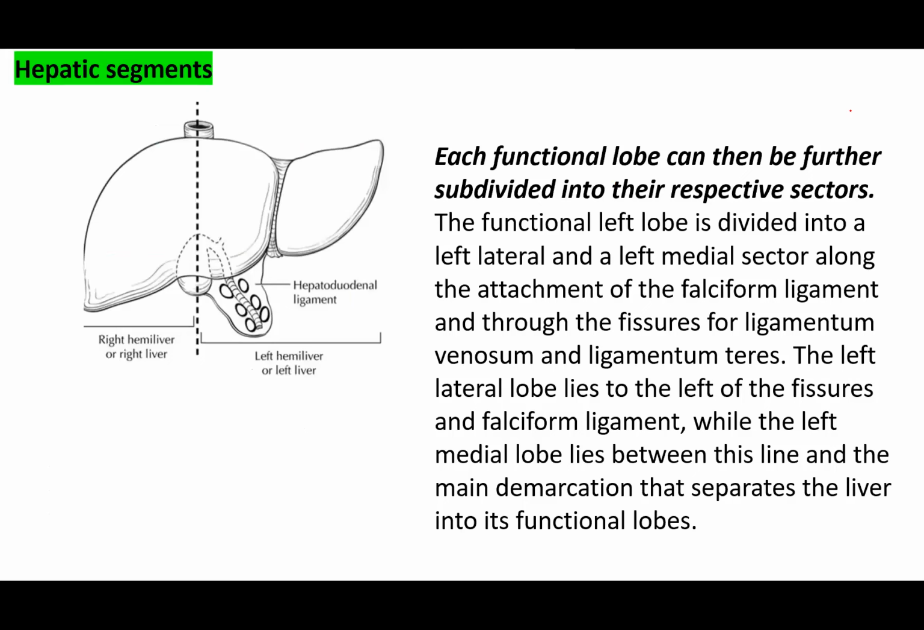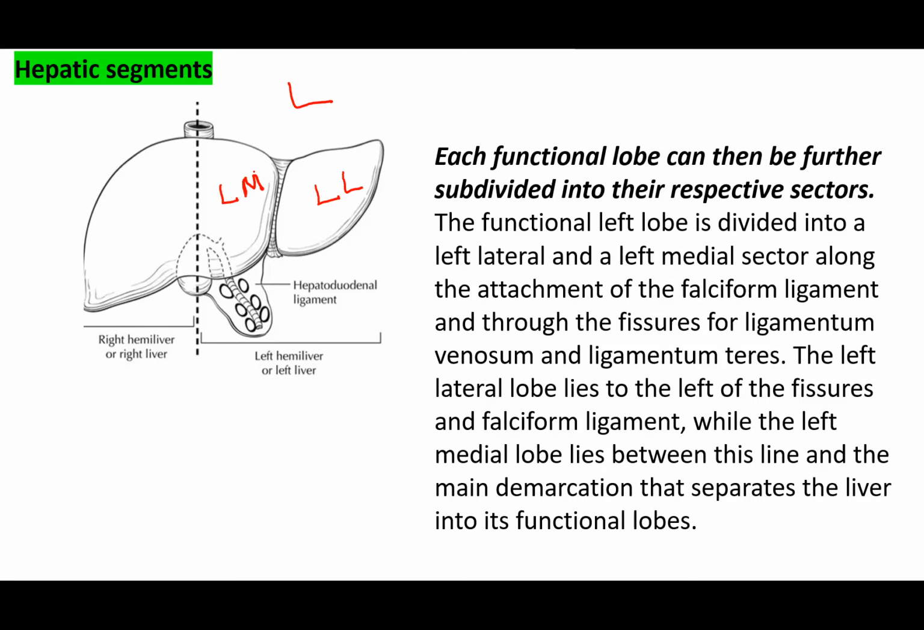Each functional lobe can then be further subdivided into their respective sectors. The functional left lobe, this is the left lobe now, is divided into left lateral and left medial. Okay? Along the attachment of the falciform ligament and through the fissure for the ligamentum venosum and the ligamentum teres.